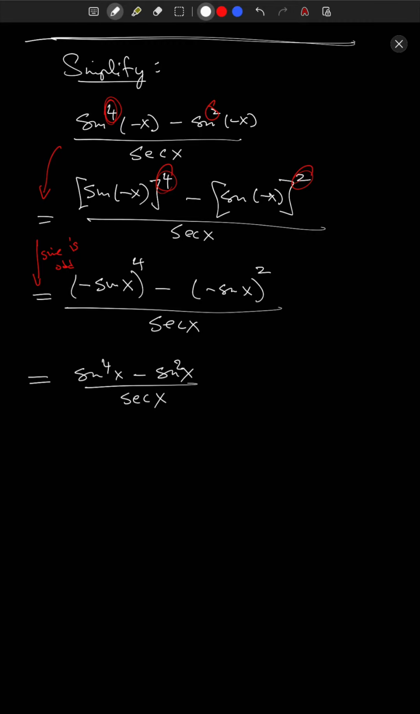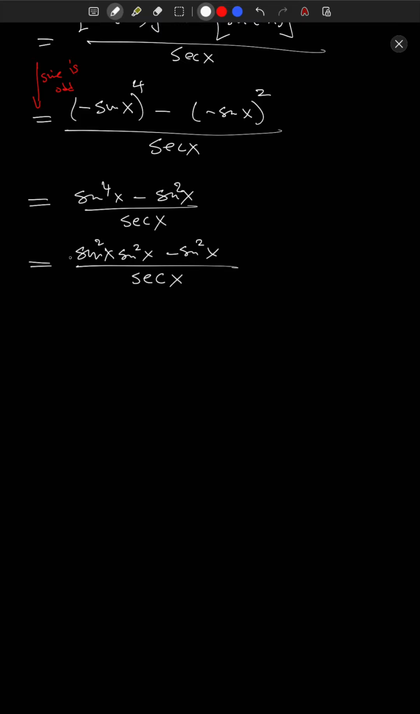Now we can actually simplify this more because I noticed there's a sine squared on the right, but there's also a sine squared on the left because sine to the fourth is sine squared times sine squared. So let me write it in two steps: sine squared x times sine squared x minus sine squared x, just so we can see it more explicitly, right? Since we have two sine squared x's, we can pull it out. So this is sine squared x times sine squared x minus 1 over secant x.